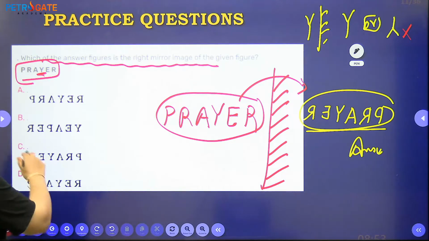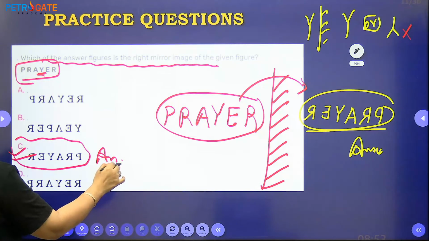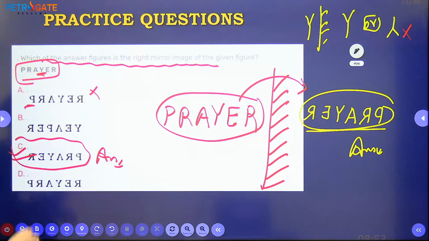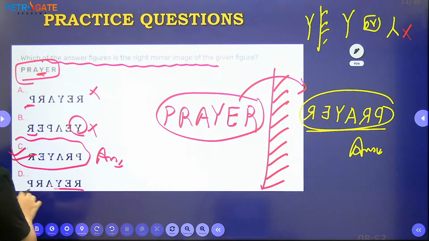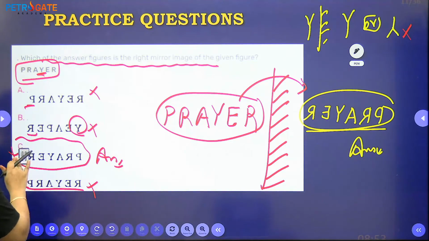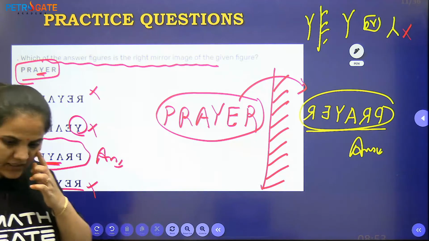Yeah, I can see in option number C for Chennai. PRAYER, this is not possible. Why? Because this starts from P only. This starts from R only. Okay, but here in the beginning it's Y, so it's not possible. And this is also not correct. So the only possibility is option number C for Chennai, dear students.